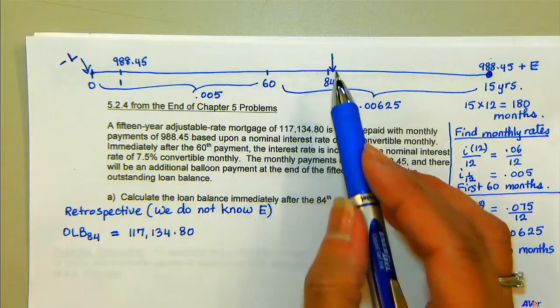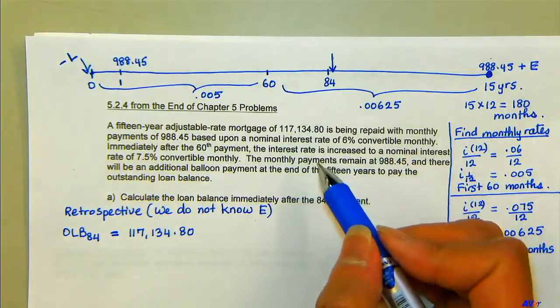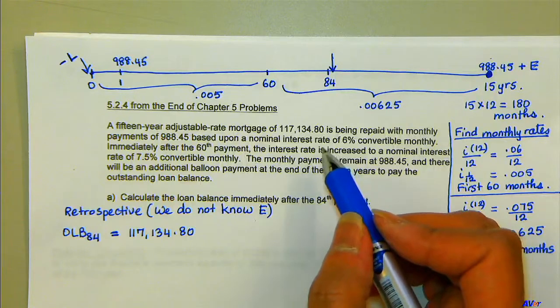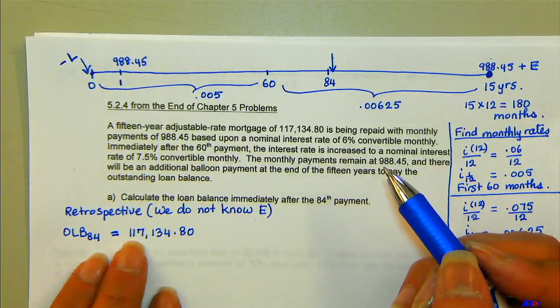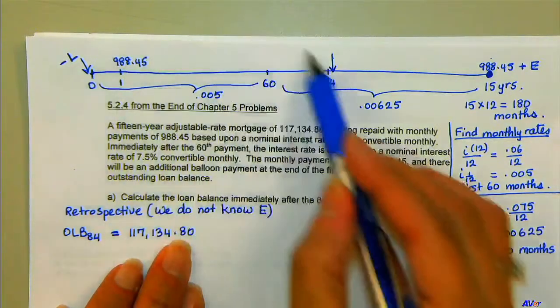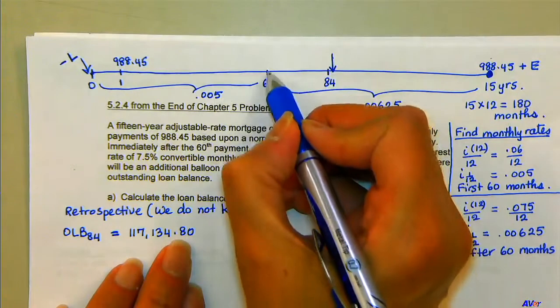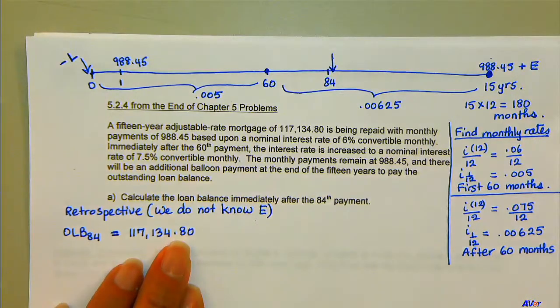How do you do retrospective? Don't you go L times (1 plus i) to the k minus whatever amount, s angle k, right? I'm trying to do that, but I have two different interest rates. Can you help me? Here's the loan. I want to bring this to time 84, bearing in mind that the interest rate changes here. Can you give me an expression?